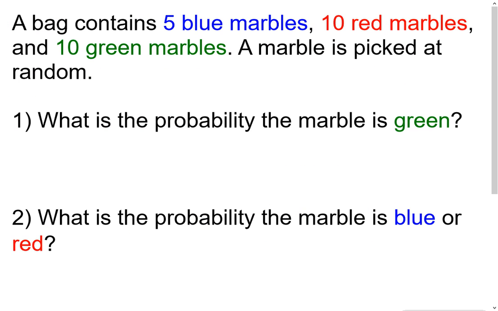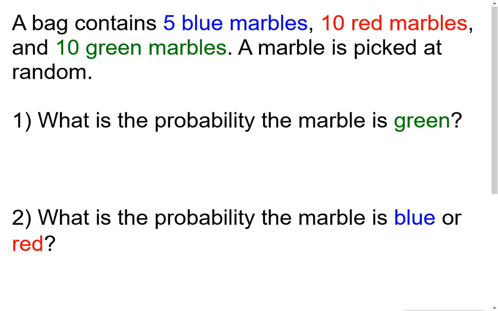Now, here's our example. So I'm going to throw a bunch of marbles in a bag, specifically 5 blue, 10 red, and 10 green. And then we're going to pick one out randomly. So there's that, it's happening at chance. There's no skill in doing this. I just stick my hand in the bag, blind, I'm not looking at them, and then I pull out a marble and, well, what color is it?